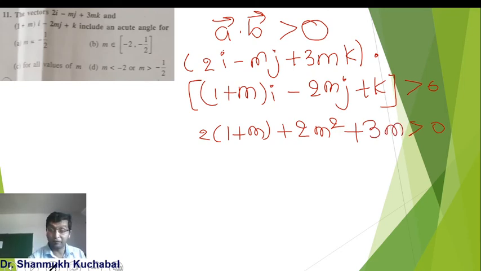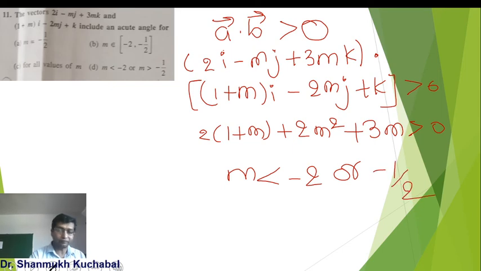If we simplify this, it is a quadratic equation. A quadratic equation leads to two solutions, so we get m is less than minus 2 or m is greater than minus half. Therefore option D is the right answer. So like this we have to solve it. You can take a screenshot of this.